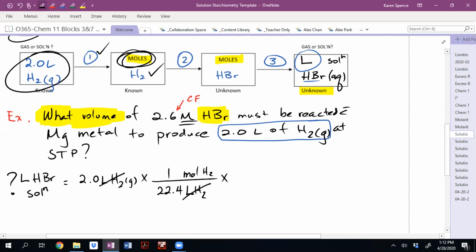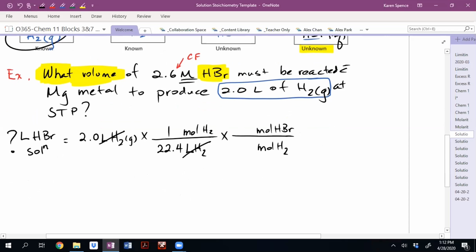Next, we're going to do step 2. We want to find moles of HBr. So we need to cancel the moles of H2, and we need to find the moles of HBr. Where do we find the conversion for that? In a balanced equation? In the balanced equation, absolutely. Do we have a balanced equation? No, we don't.